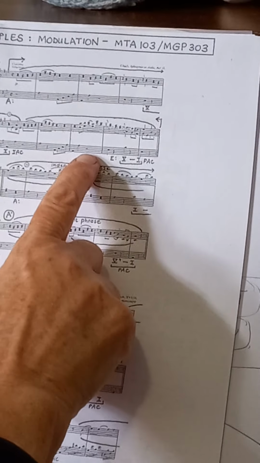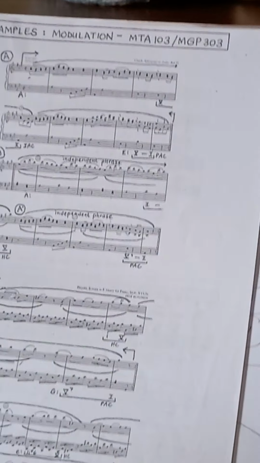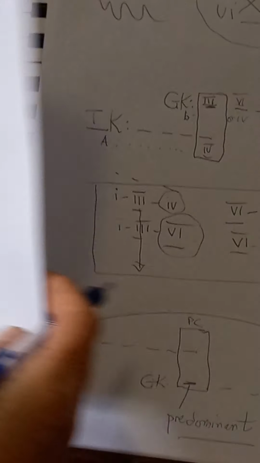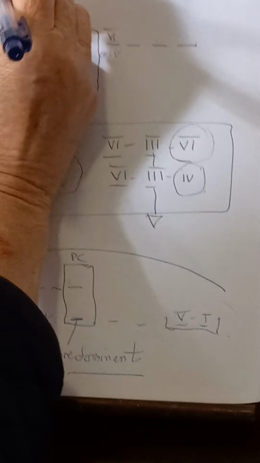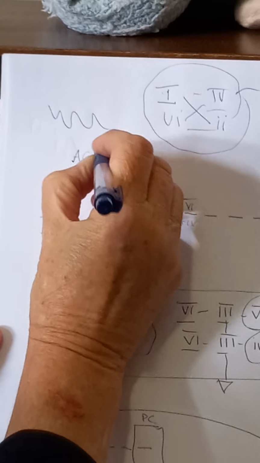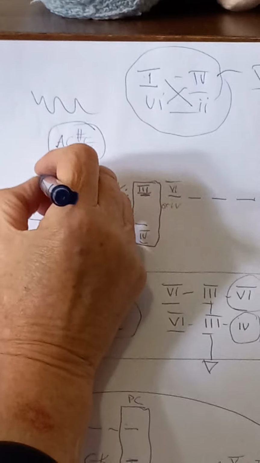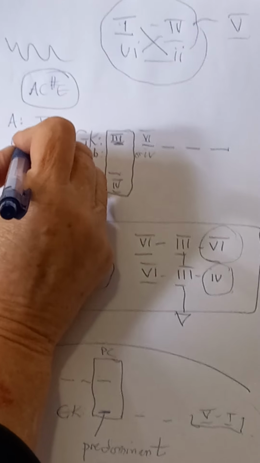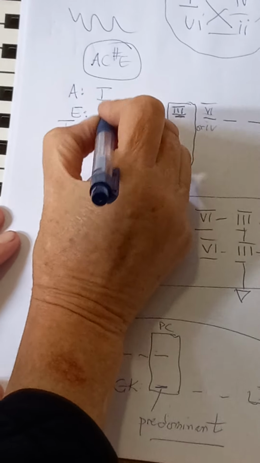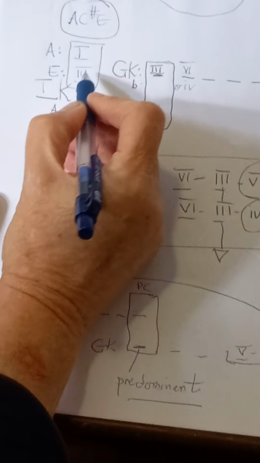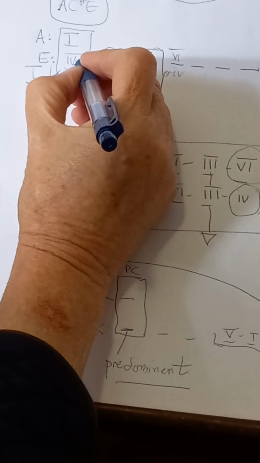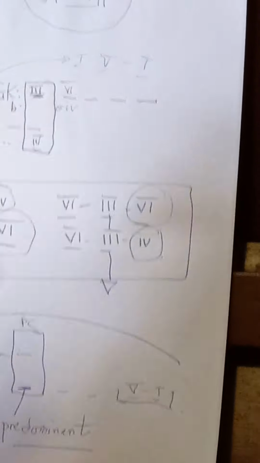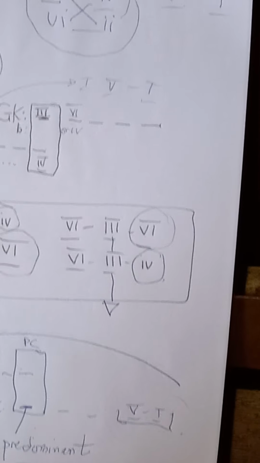The tonic of A major is what in E major? The tonic of A major is A, C sharp, E. It's A major's tonic, and it's E major's subdominant. There you go. There's your predominant pivot chord. And from there you go to 1, 5, 1 in E major. The phrase finishes like that in E major.